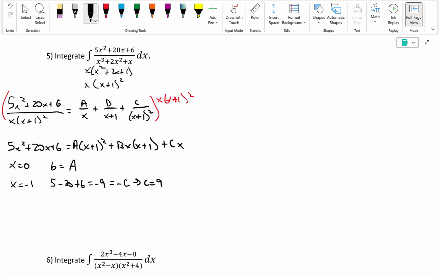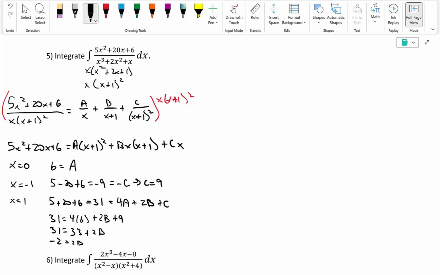And then we want to find b. So we can try x equals 1 here. We get 5 plus 20 plus 6, or 31, equals 1 plus 1 is 2 squared, 4a, plus for b, we get 2b, right? 1 times 1 plus 1, or 1 times 2, and then plus c. And filling in what we know, we've got 31 equals 4 times 6 for a, plus 2b, plus 9 for c. So 31 equals 24 plus 9, or 33, plus 2b, which means negative 2 equals 2b, and negative 1 is b.